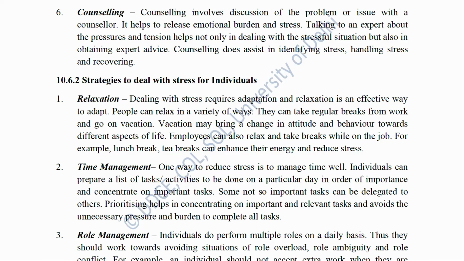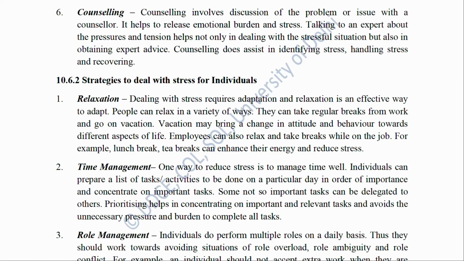Vacation may bring a change in attitude and behavior towards different aspects of life. Employees can also relax and take breaks while on the job. For example, lunch breaks and tea breaks can enhance their energy and reduce stress.